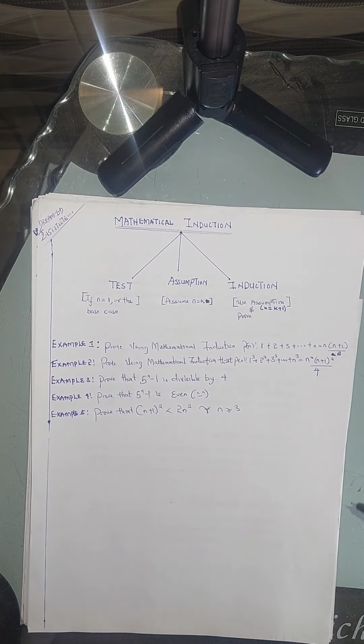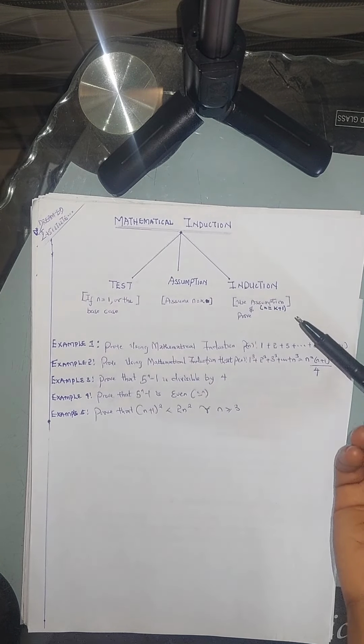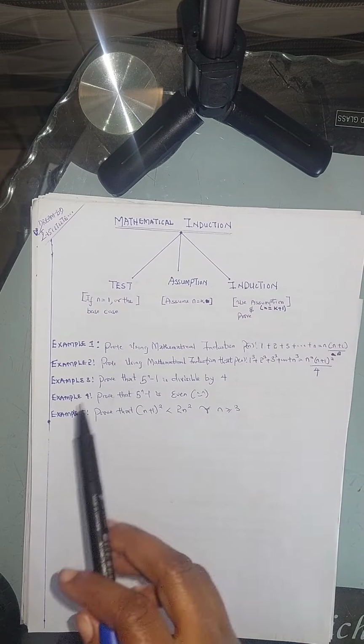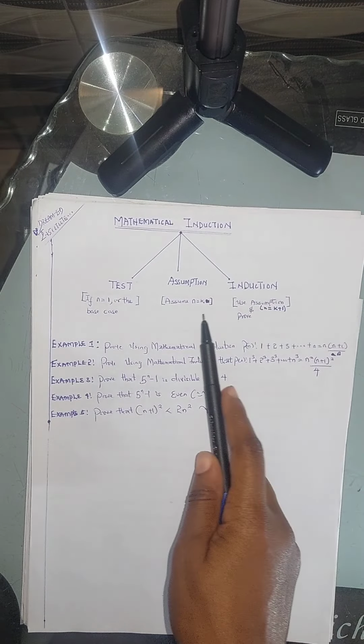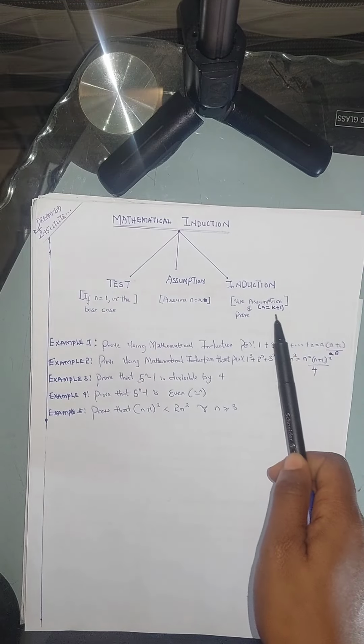This is it, so you won't forget. Anytime you want to solve, number 1, you test for when n equals 1. Number 2, you assume when n equals k. Then number 3, you prove. That means you test that since n equals k is true, then definitely let me test for n equals k plus 1.